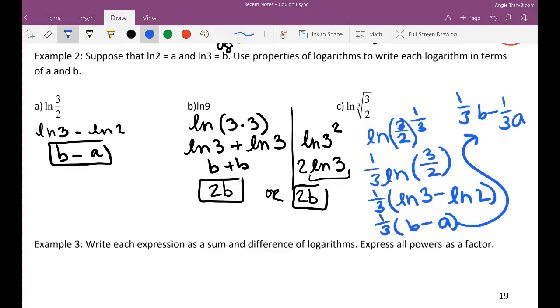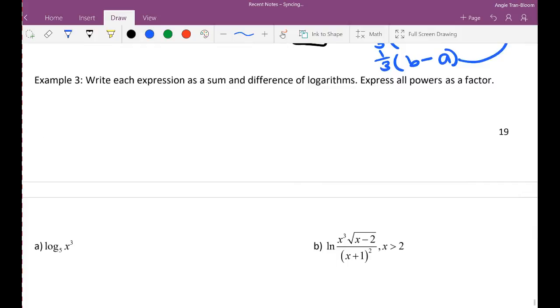Good job. Way to go, girl. You even did a fancy arrow. Swag. Okay. Example 3. You're pulling the deck of cards. Pull the next deck of cards, please.